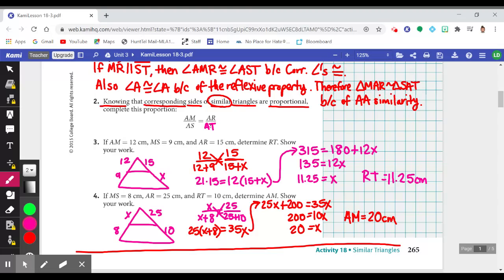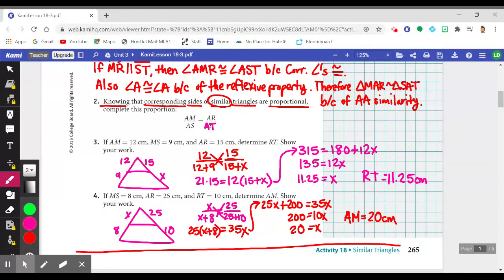I multiplied 21 times 15 and got 315, and distributed 12 times each of these terms and got 180 plus 12x. I knew I had some like terms, 180 and 315, so I subtracted 180 to combine to 315 and got 135. In order to get x by itself, I divide 12x by 12 and 135 by 12, and I found that the missing measure of RT was 11.25 centimeters.